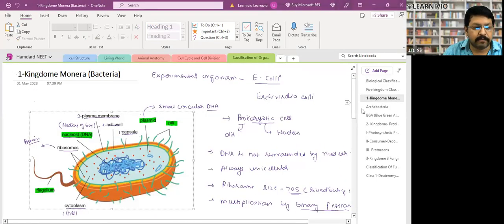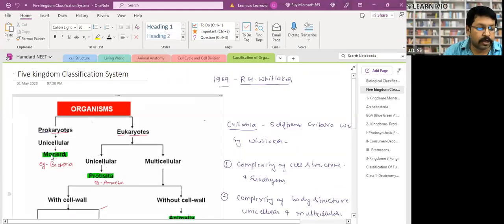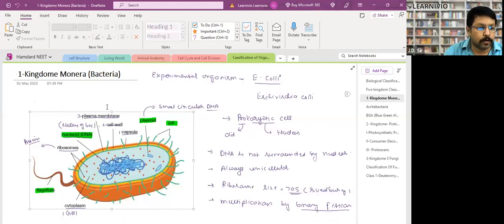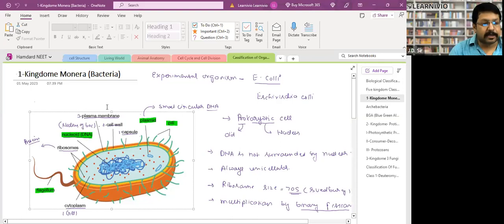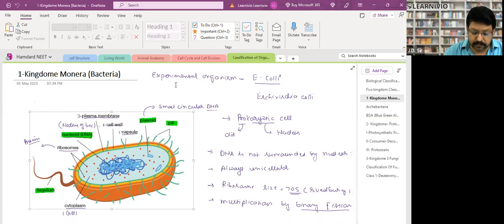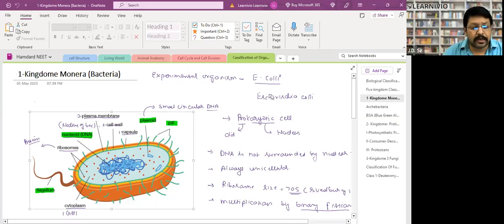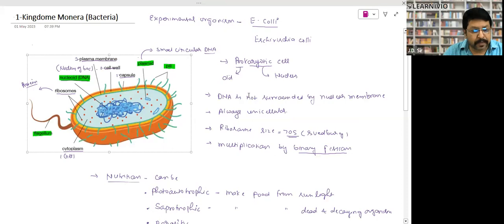So now look what I have taught them. I have taught them Monera and I have started with the Protista, right? Monera kingdom is represented by bacteria, right? The experimental organism in bacteria, what we study, is E. coli, Escherichia coli bacteria, right? This is the experimental organism which we study in our classroom program.